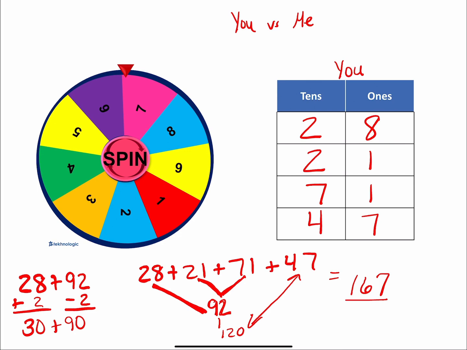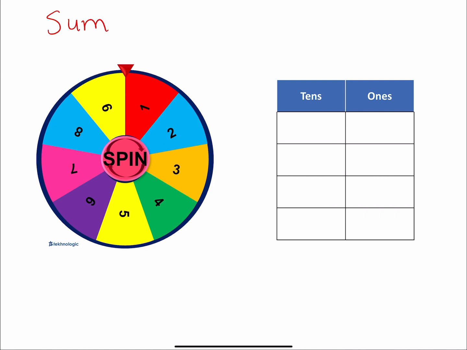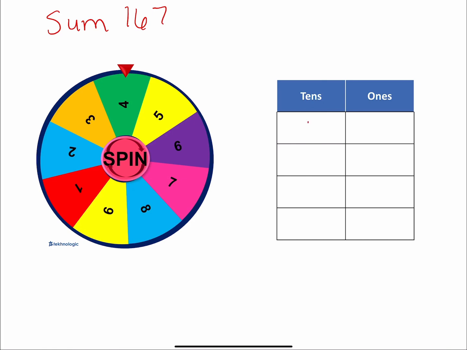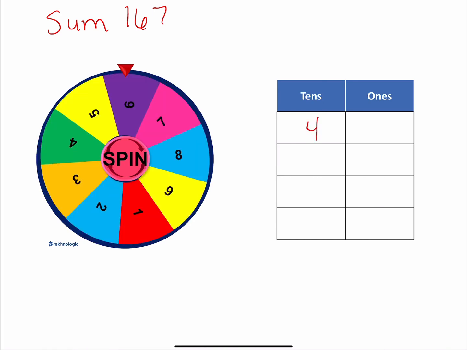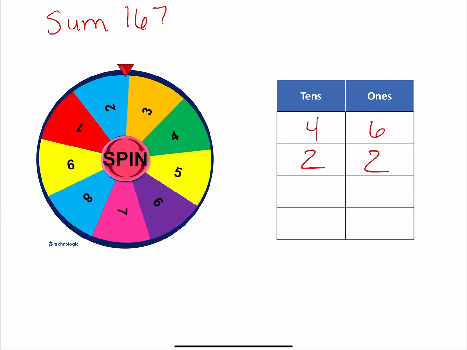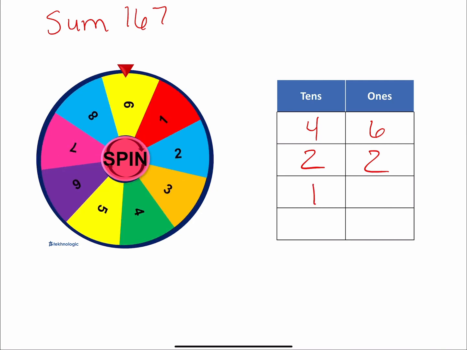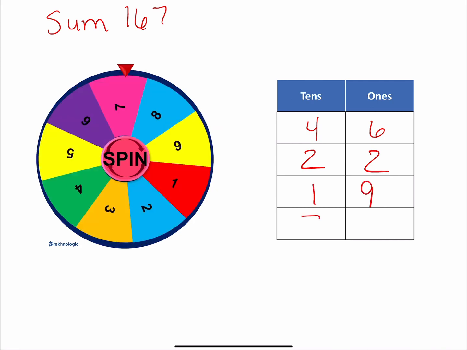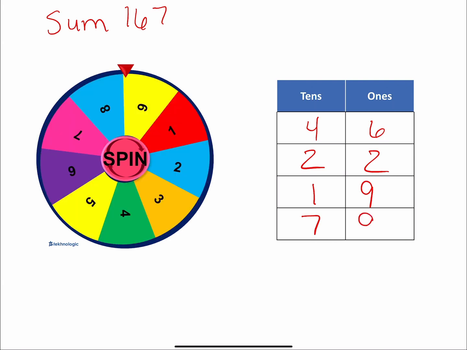That's really kind of nice, right? Yeah. So you got 167. Okay. So your sum was 167. So let's do mine. Here we go. 4 tens, 6 ones, 2 tens, 2 ones, 1 10, 9 ones, 7 tens, 9 ones. So my numbers are 46 plus 22 plus 19 plus 79.